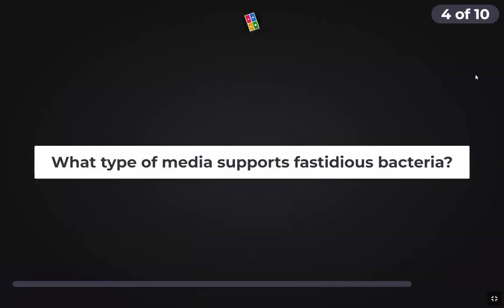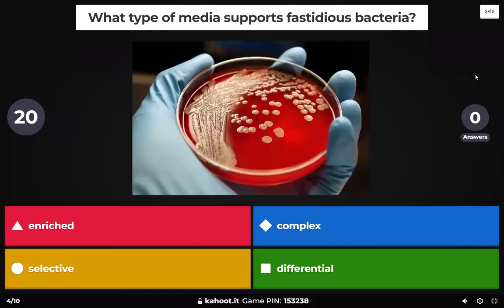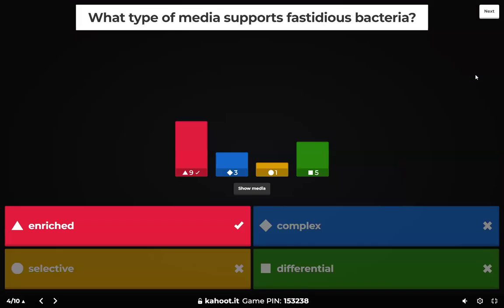What type of media supports fastidious bacteria? So we had three terms that related to one another. One term described the media. One term described the bacteria, which was obviously fastidious. And there was another term that described the thing you put in the media that helps the fastidious bacteria grow. So the media that you added the growth factor to, that the bacteria needs to grow, is called enriched. That's a term that we should be familiar with.